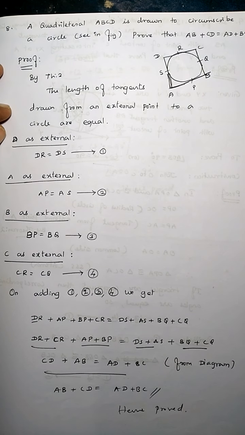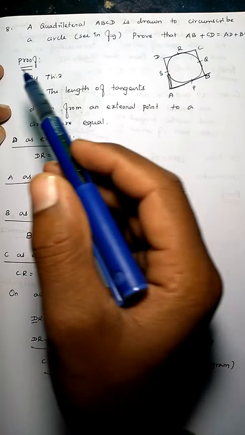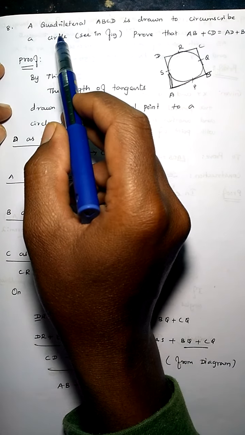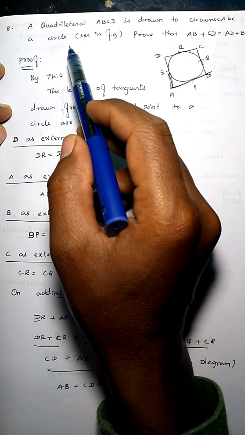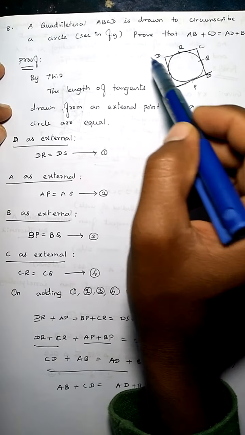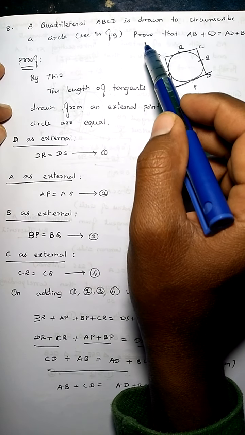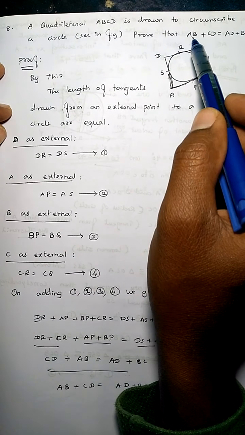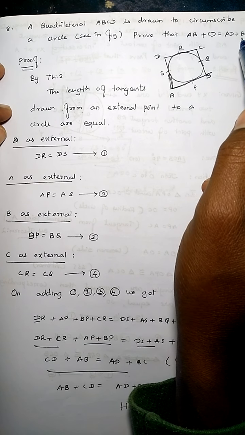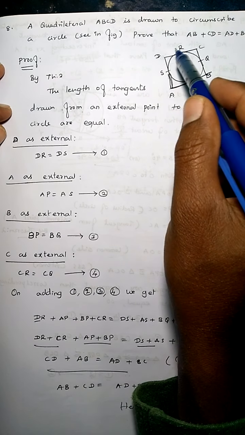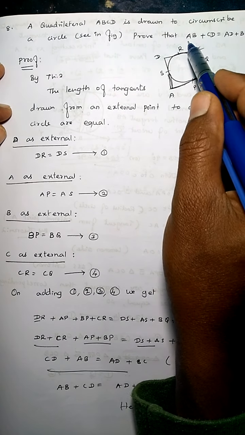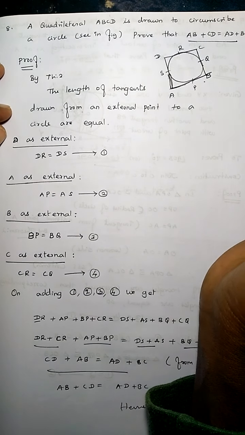So let's get into this question now. So this is a very important question. A quadrilateral ABCD is drawn to circumscribe a circle, as shown in the figure. So the figure is given here, meaning the diagram. Then we have to prove that AB plus CD is equal to AD plus BC. AB plus CD means here AB plus CD. Sum of opposite sides are equal. That only we have to prove.